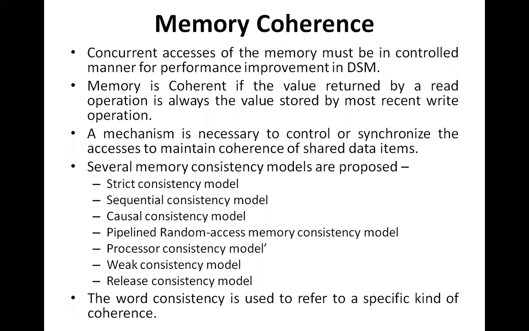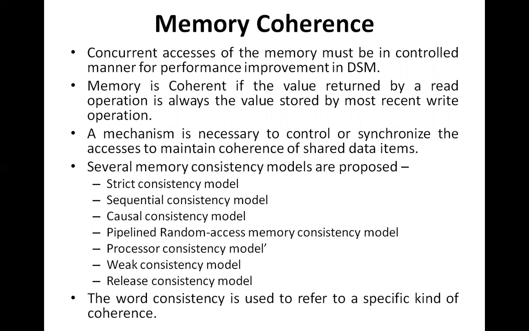In the sequential consistency model, all the processes are going to see the same order of all the memory access operations on the shared memory. The third model is the causal consistency model, in which all processes see those memory reference operations in the same order that are potentially causally related.